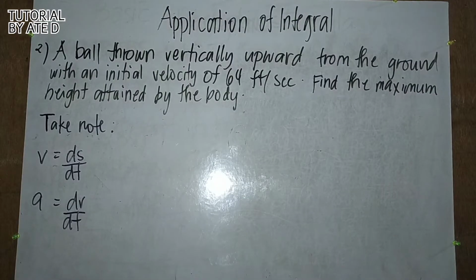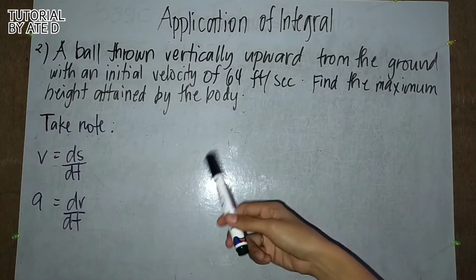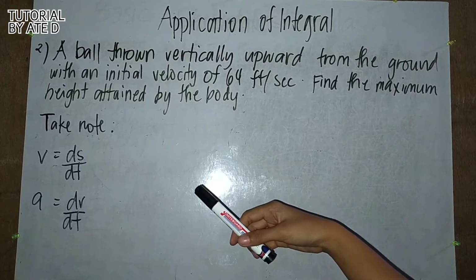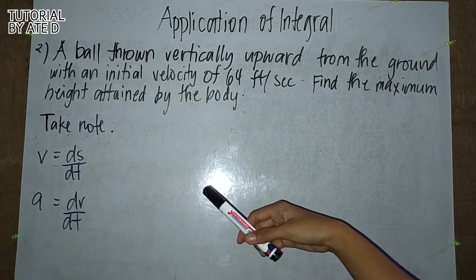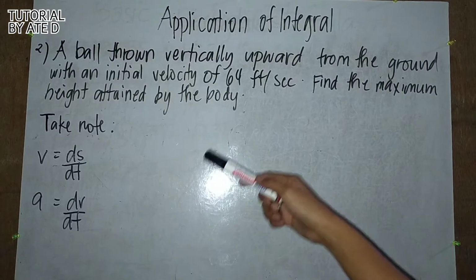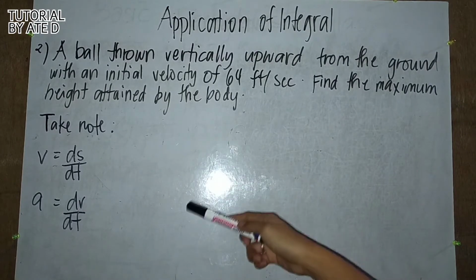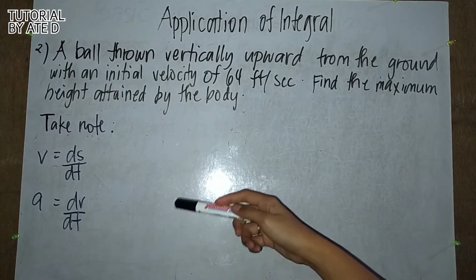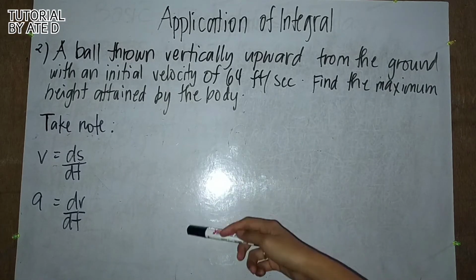Let us proceed to our last problem. A ball is thrown vertically upward from the ground with an initial velocity of 64 feet per second. Then find the maximum height attained by the body. Take note, velocity is equal to the derivative of position with respect to time, and acceleration is equal to the derivative of velocity with respect to time.